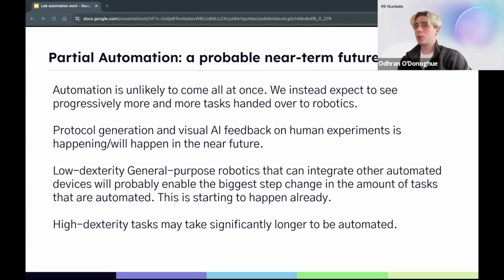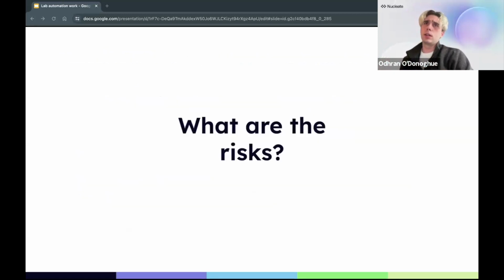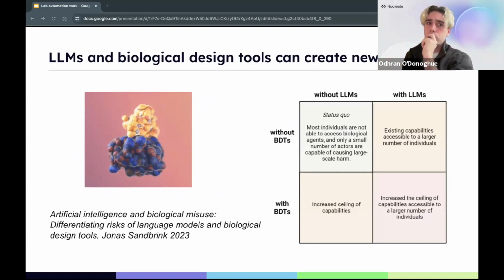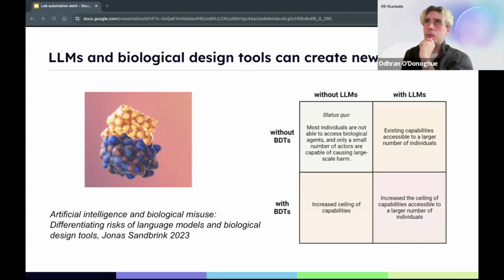Now I need to have the serious conversation of what are the risks? What are the risks? Let's go. So let's talk about large language models and tacit knowledge.